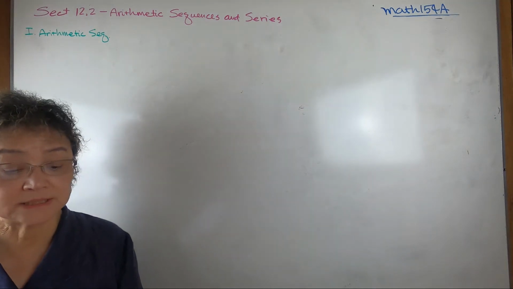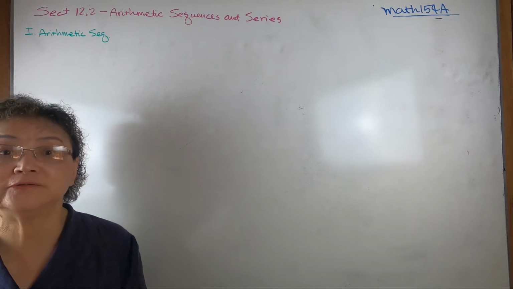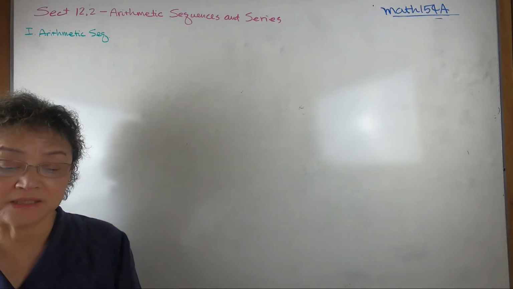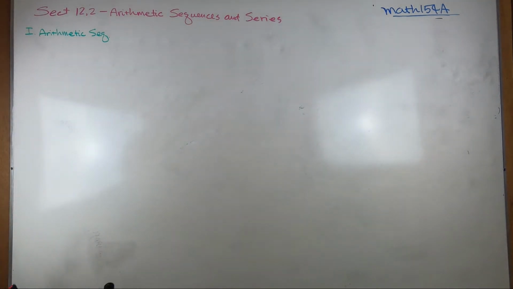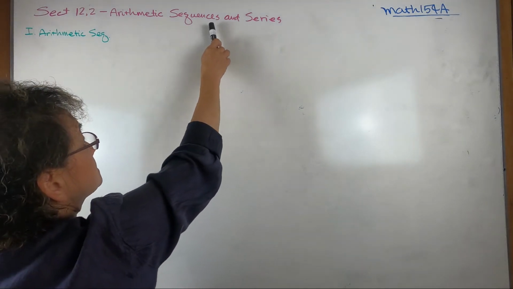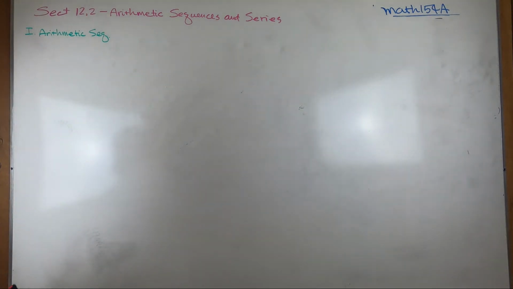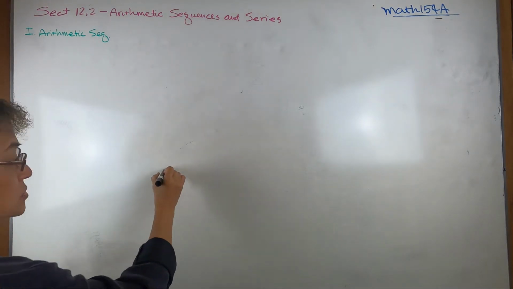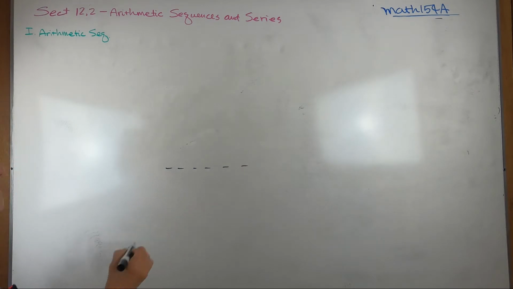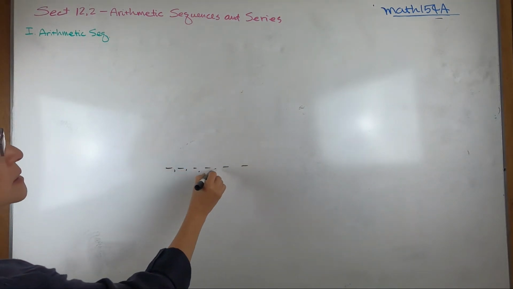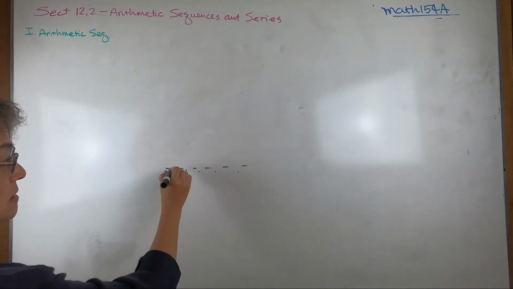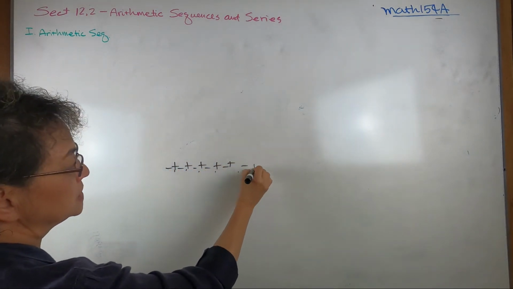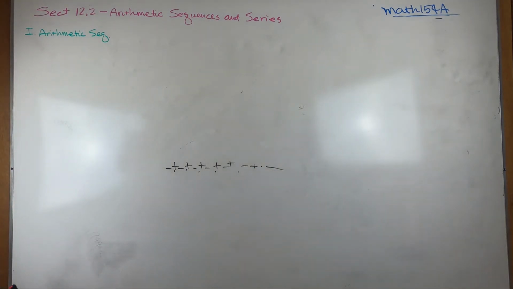We are on section 12.2, page 58, arithmetic sequences and series. Okay, last time we talked about sequences and series. What are sequences? We are talking about a sequential event which follows a certain pattern. Then the series is what? The sum of the sequence, right?